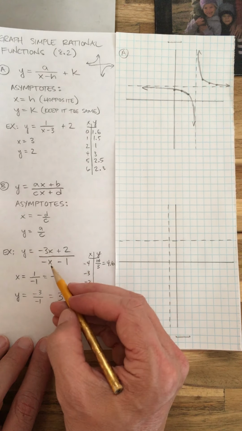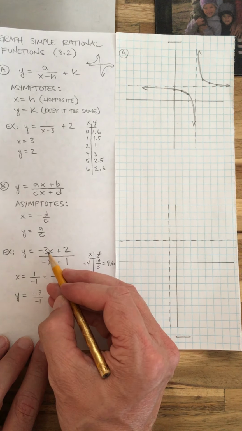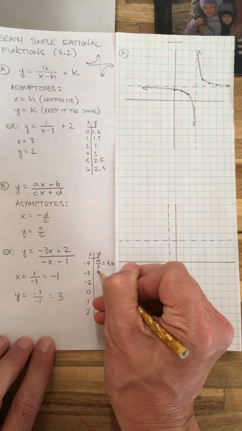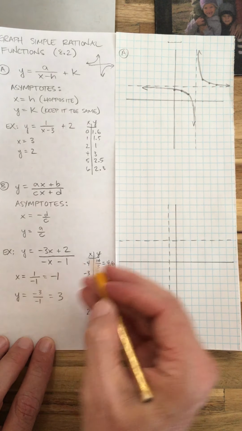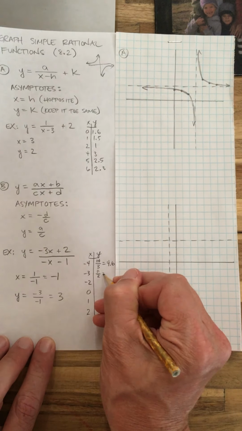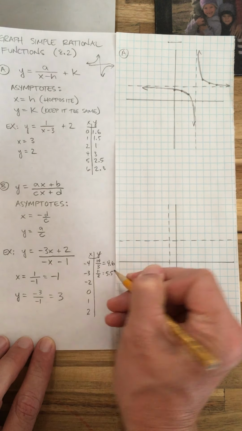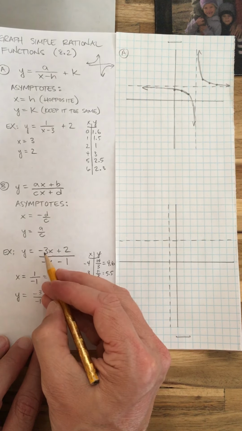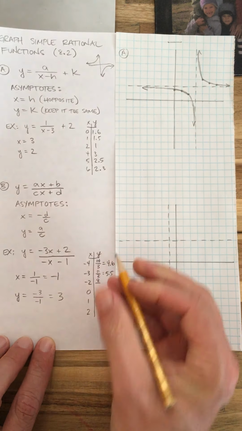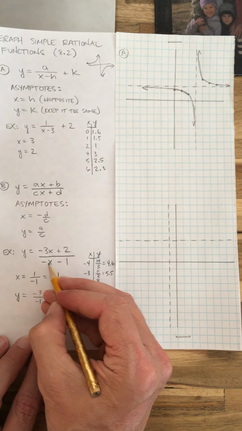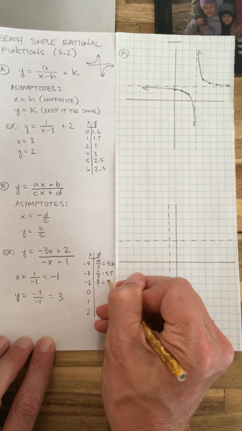Plug in -3. So -3 times -3 is 9 plus 2 is 11, divided by -3 is 3 minus 1 is 2, and that equals 5.5. All right, plug in -2. -3 times -2 is 6 plus 2 is 8, over -2 is 2 minus 1 is 1, so that equals 8.